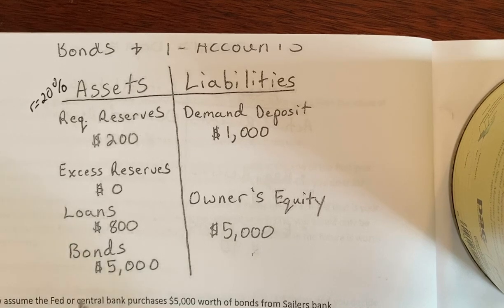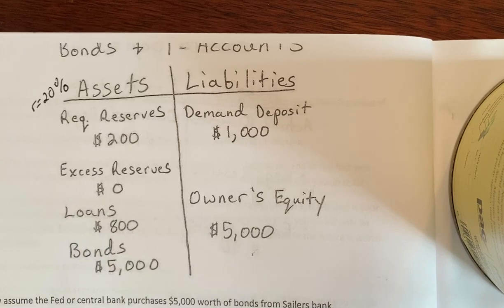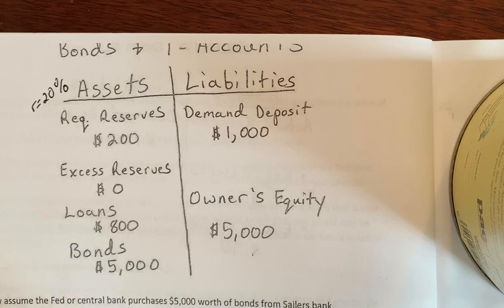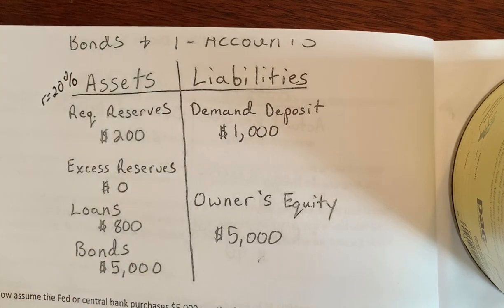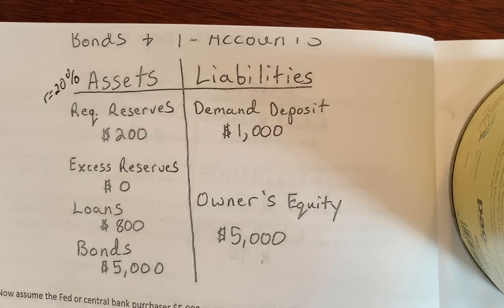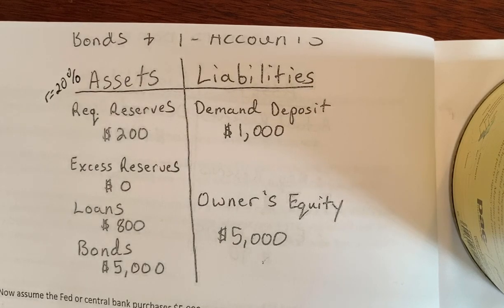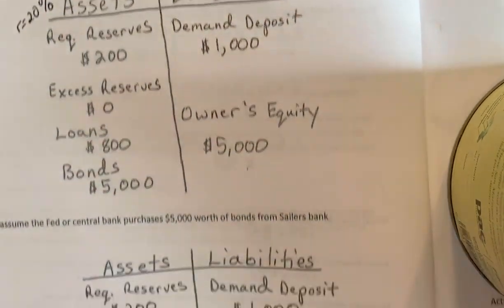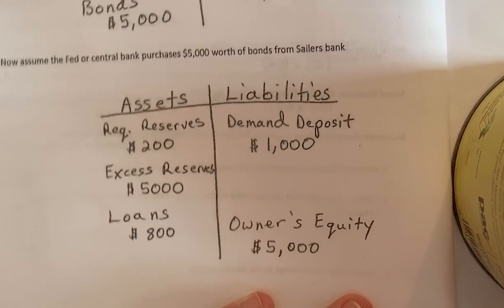And then we have a bond. They actually own a bond worth $5,000. They probably bought it from the U.S. Treasury. And it's really through the buying and selling of bonds through banks that the Fed is able to increase the money supply. And this is what we're going to look at today. So this is kind of where we are. Let me scoot on down to the second part of this.